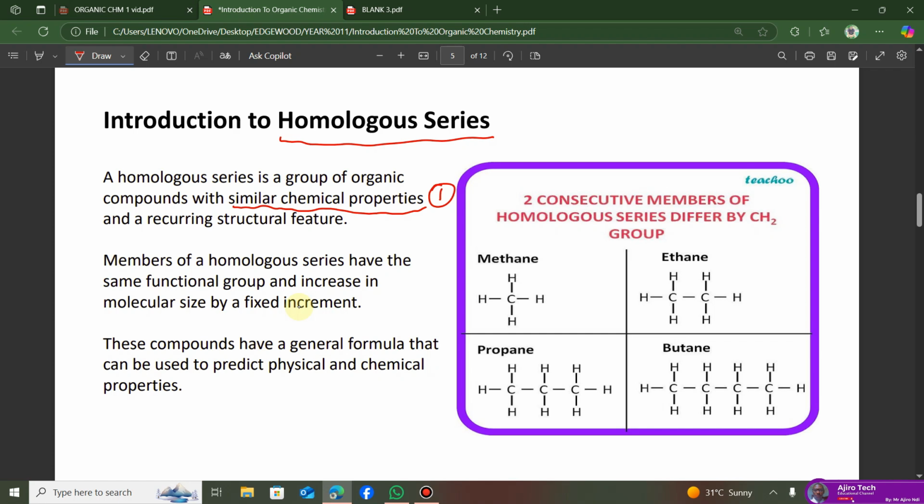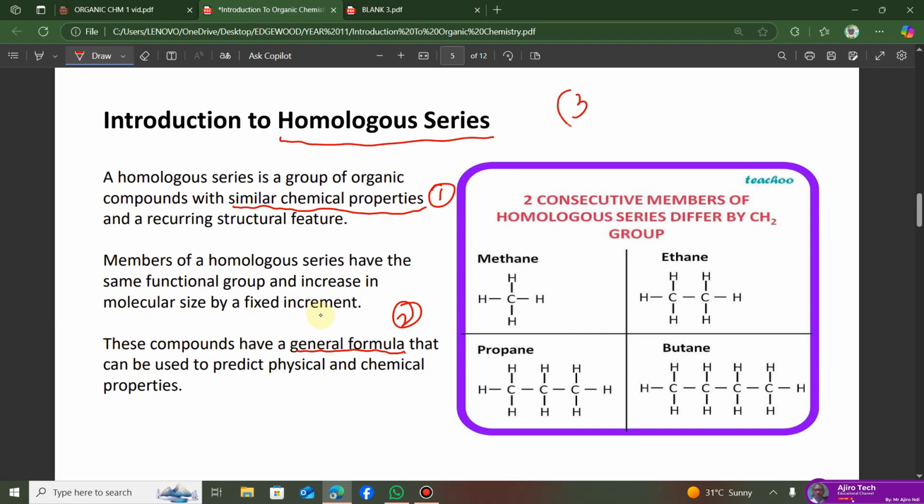So another feature of the homologous series is they have the same general formula. I'm going to talk about general formulas. General formula is simply a formula you can use to generate every member of a particular family. So one feature of homologous series is that for a family, all of the members can be generated using one formula. So that is another feature of homologous series. So they have the same general formula. So that's point number two.